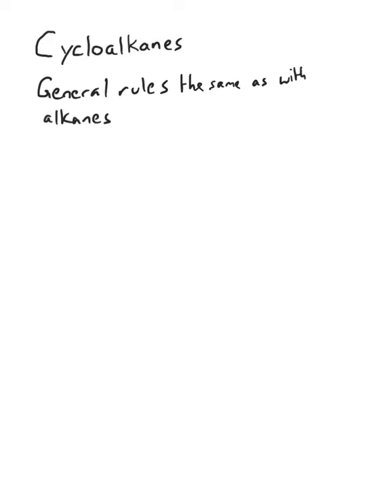This video is on naming cycloalkanes or compounds that contain cycloalkanes. The general rules are the same as for regular alkanes. So look for how many carbons are in the ring, and that is most likely the name. You just add the cyclo in front. For example, this here is cyclopentane.